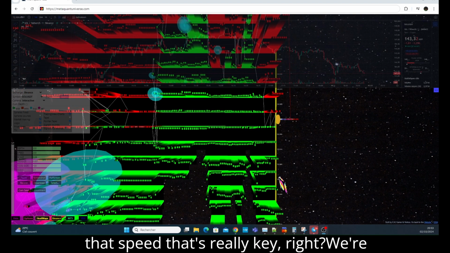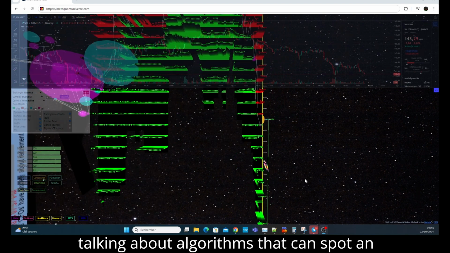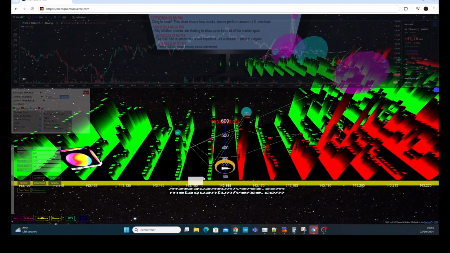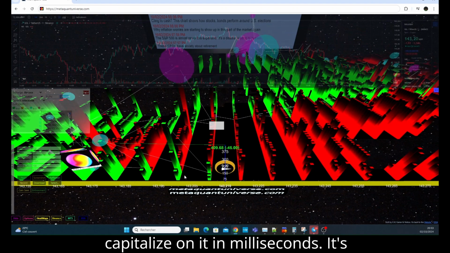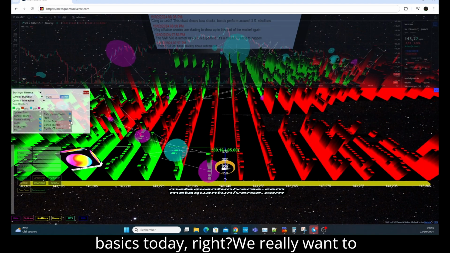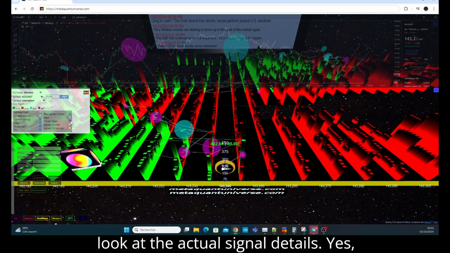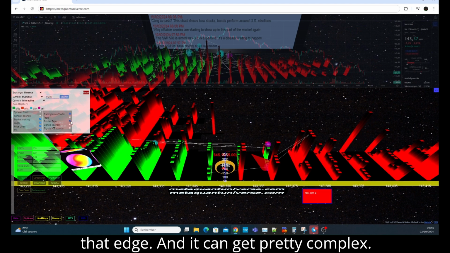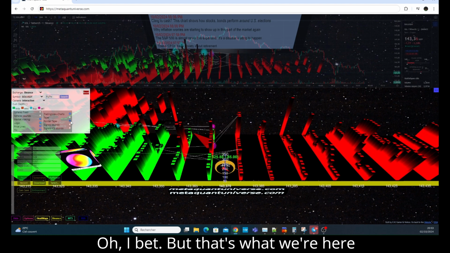It's that speed that's really key. We're talking about algorithms that can spot an opportunity and capitalize on it in milliseconds. It's mind-boggling. We're going beyond the basics today, right? Yeah, we really want to look at the actual signal details, the tells these algorithms use to get that edge. And it can get pretty complex. Oh, I bet. But that's what we're here for.